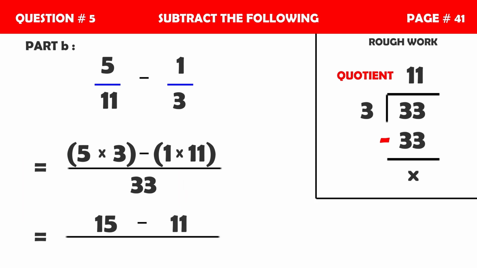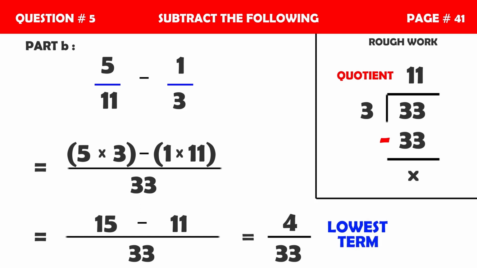Now in the next step, we are going to subtract the numerators. Remember, the denominator remains same. Now 15 minus 11 is 4 and the denominator 33 stays same. So at the end we get a fraction 4 over 33. In the last step you have to check if your fraction can be reduced further. As you know, 4 and 33 don't have a common factor, so this is in the lowest term.